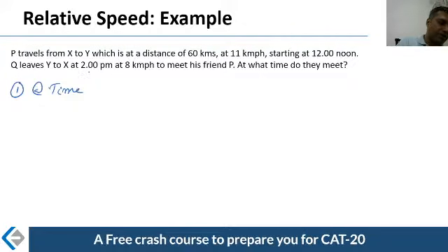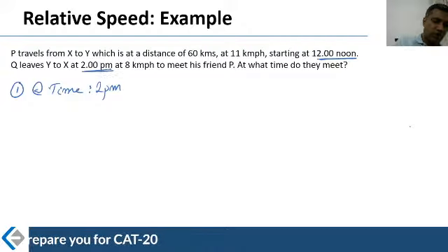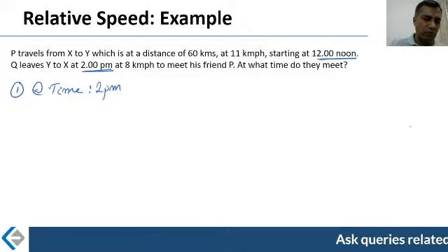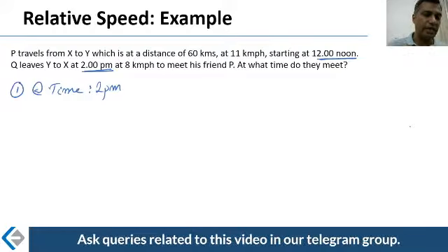Simple, it comes in the picture at 2 p.m. That's the first thing I want you to notice. Why? The first vehicle started at 12 noon. But the second vehicle started only at 2, which means from 12 to 2, only one vehicle was moving. Therefore, at what time is the relative speed coming in the picture?